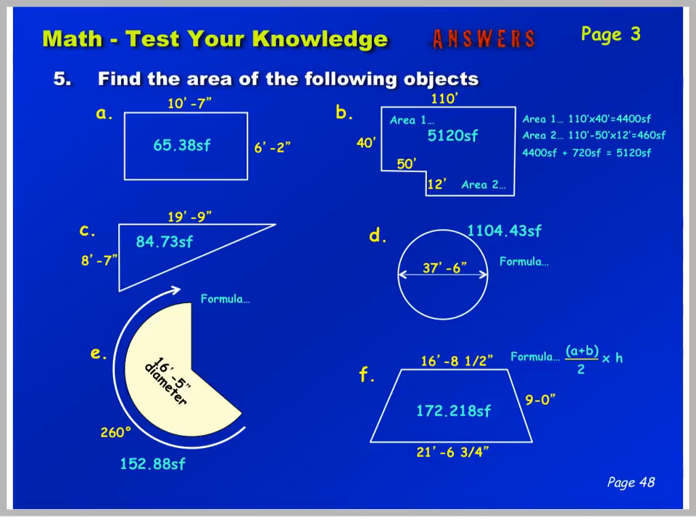C is also pretty simple. It's just simply 8 foot 7 inches times 19 foot 9 inches, and then you divide the whole thing by 2.